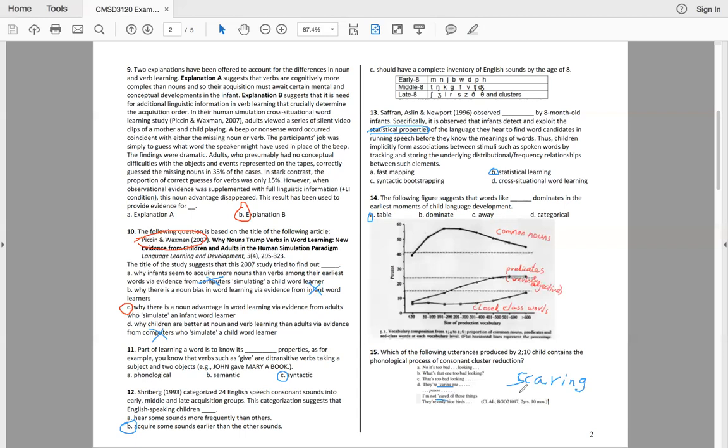Scared or scared. And the initial consonant S sound is deleted. So we have a consonant cluster, and one of the consonants is omitted, and this process is called consonant cluster reduction. So the answer is D.